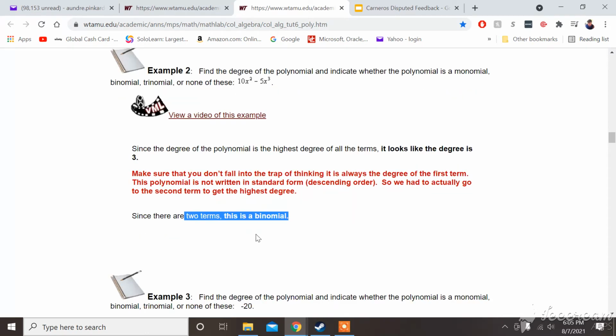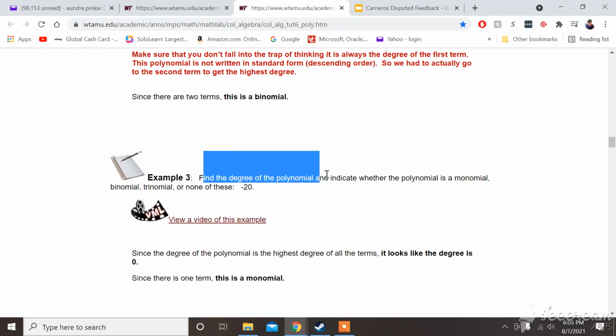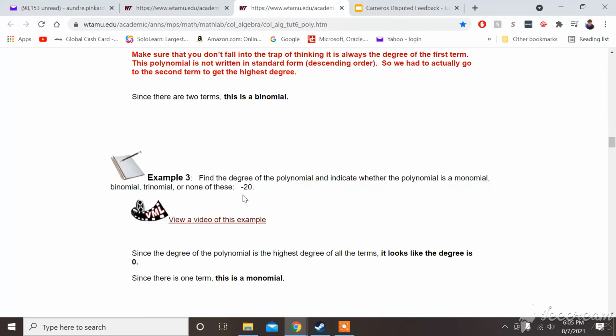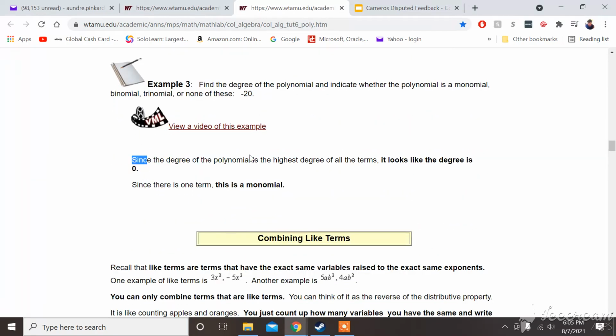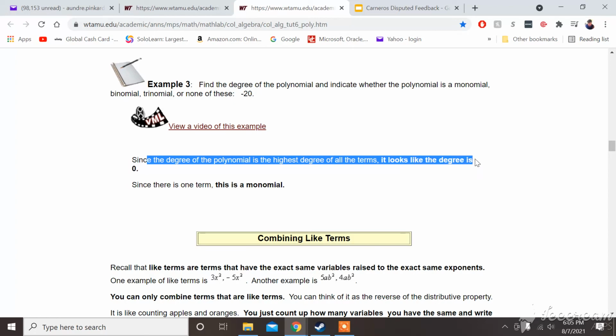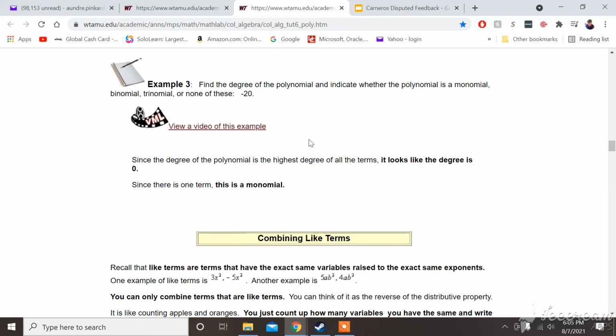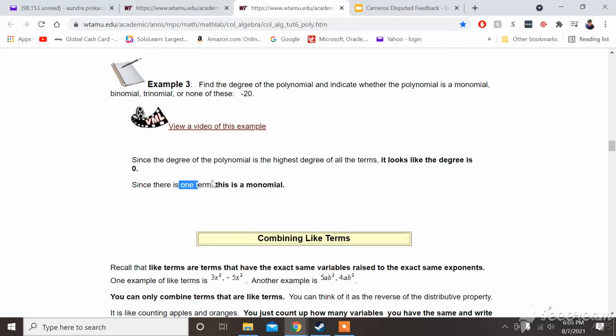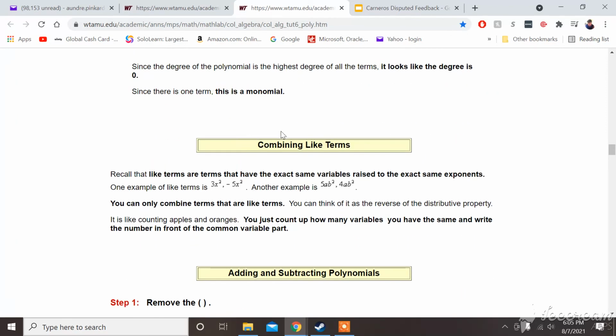Find the degree of the polynomial and indicate whether the polynomial is monomial, binomial, trinomial, or none of these. Negative 20. Since the degree of the polynomial is the highest degree of all terms, it looks like the degree is 0. When there is no variable, it's 0. And since there is one term, it's a monomial.